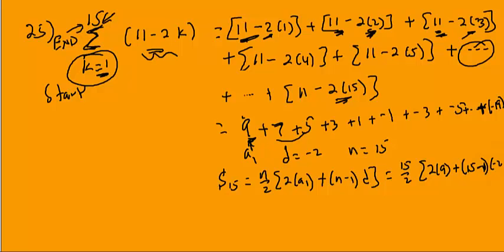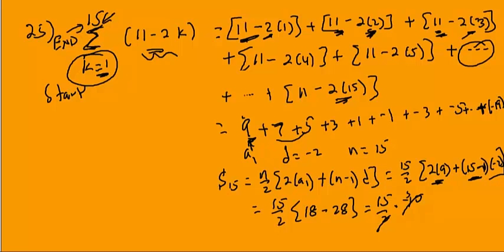times negative 2. Okay, so if we clean this up, this now becomes 15 over 2, all that times 18, because 2 times 9 is 18, and then positive 14 times negative 2, which is negative 28. And that reduces to 15 over 2 times negative 10, and they reduce to negative 5, so 5 times 5 is 25, so negative 75 is the answer, if you add them all up.